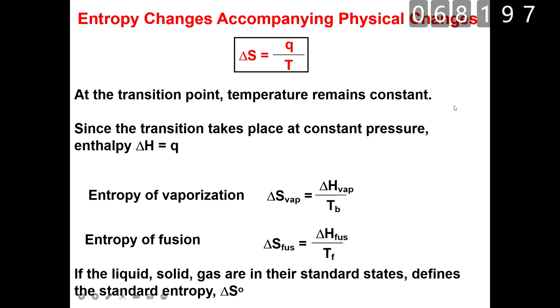So just now we introduced how to calculate the entropy change for a process. We can use the heat of the system gained or lost, divided by the temperature. For example, if it's at constant pressure, we can use the enthalpy change to get the entropy change.